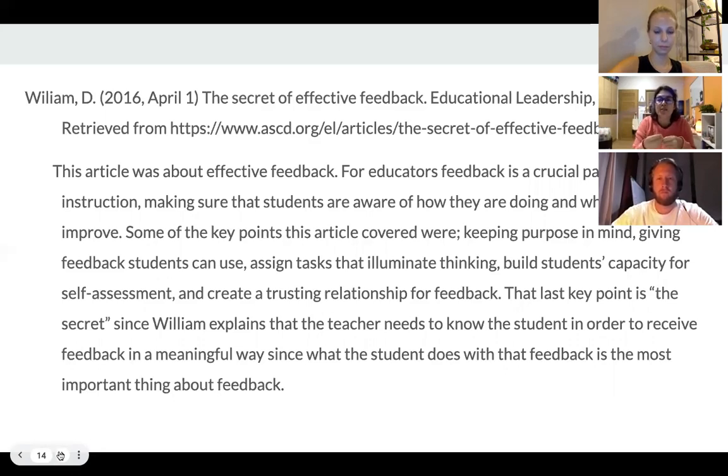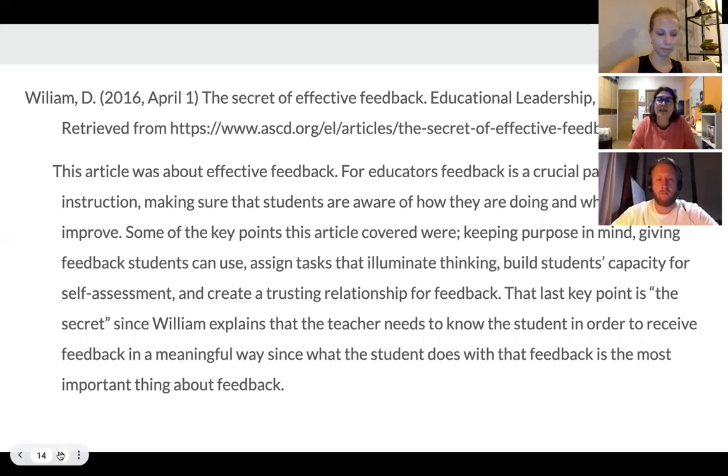They then go on to talk about the main points that they thought were important. They thought the main points in this article covered keeping purpose in mind, giving feedback students can use, assigning tasks that illuminate thinking, building students' capacity for self-assessment, and creating a trusting relationship for feedback. And at the very end, the student decided to enter another key last point, something that he said he deems the secret. You can make your summary in any words that you want to, and this is how he used it, I think, for him to really hone in on what the main idea was.